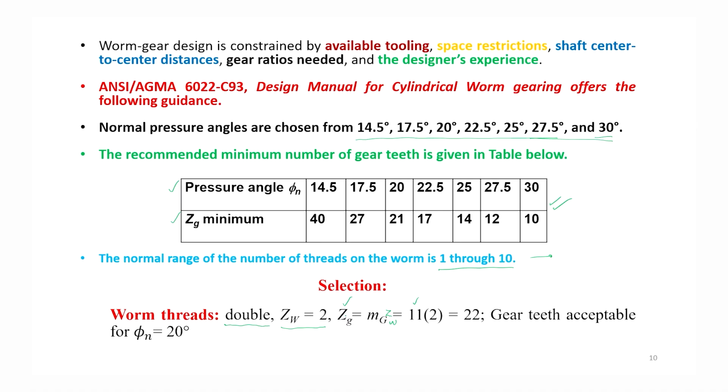So, ZG we obtained as 22, and so let us see for which value of phi n the minimum ZG is required. By inspecting this table, we found that a minimum of 21 teeth is required for a 20 degree pressure angle. So, we will go for the 20 degree pressure angle. This number of teeth on the gear is acceptable for phi n equal to 20 degrees. So, our selection is phi n equal to 20 degrees and number of teeth on the gear is 22.